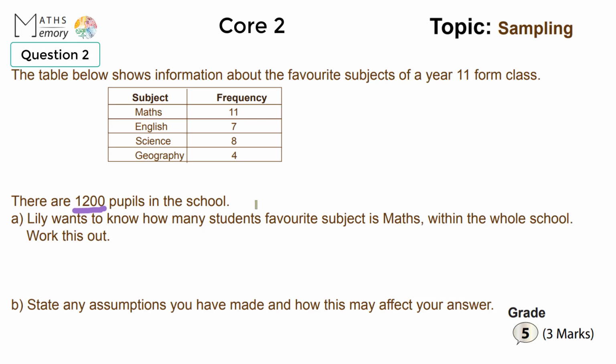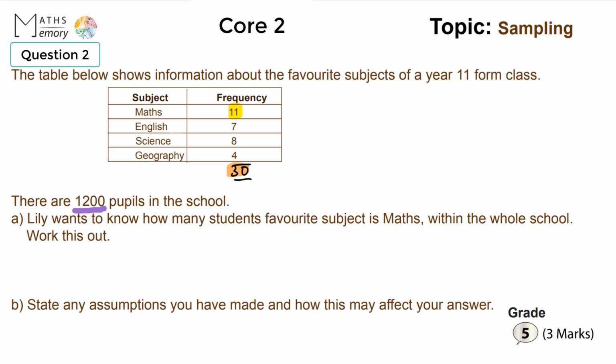So she wants to know basically if you had this sample, which you do over here, and if you picked, let's say, the 11 students from over here out of the whole sample size, which is going to be 11 plus 7 plus 8 plus 4, that's 30. That's our sample size over here. What number would best represent those students that like maths out of 1,200? Well, there's 11 out of 30 which represents something over 1,200. That's the question. Let's think of it like this. We'll put this in orange as well, by the way.